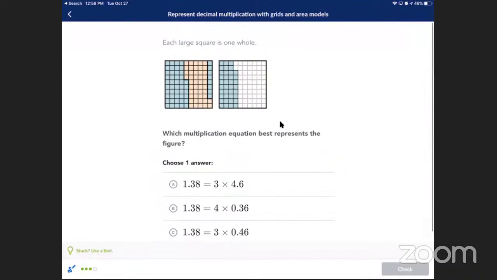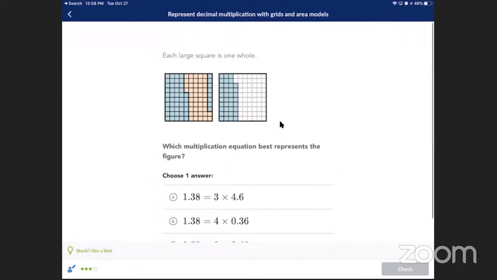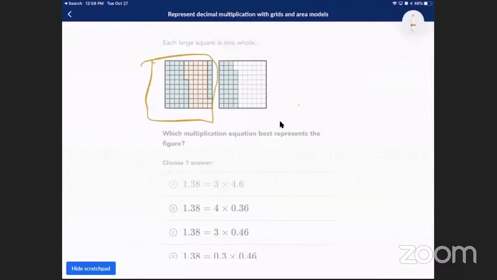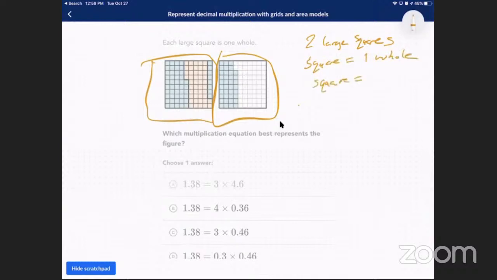So each large square is equal to one whole. So the large square they're referring to, each large square. So there's 2 large squares. And then each small square equals one whole. So a square equals 1 and a square equals 1. We can say this too. And now we can look at the answer. We look at the pieces here.